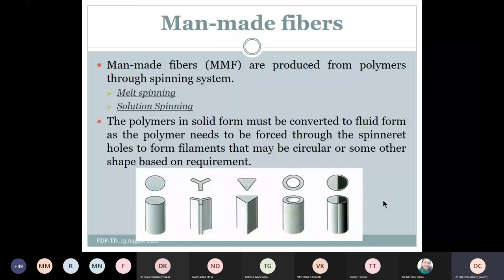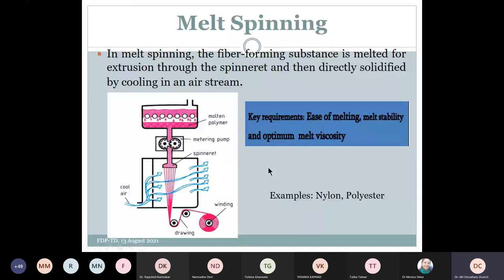So here you can see the molten polymer, and this is the metering pump, which controls the feed of the fluids into the spinneret. From the spinneret we can draw thousands of filaments, and here we put in cool, chilling air for solidification of the emerging molten polymer. Then it is given a drawing, partially oriented (POY) or fully oriented (FOY) filament, all depending on the drawing ratio, and lastly the winding on the spools.